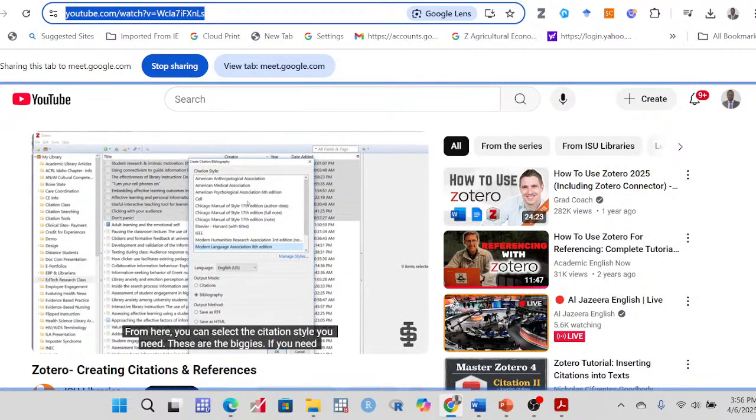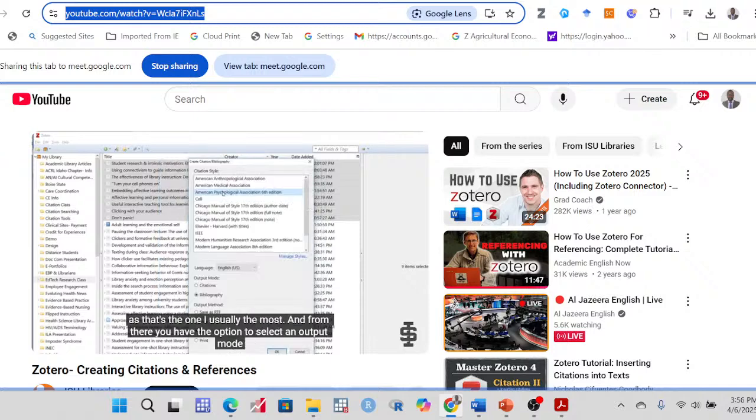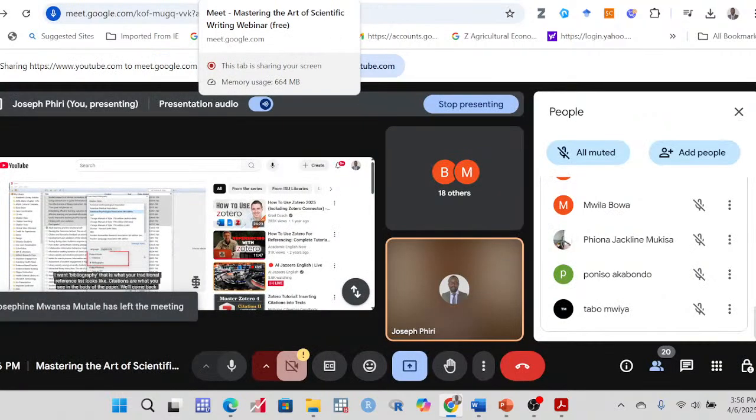From here, you can select the citation style you need. These are the biggies. If you need additional citation styles, you'll click on Manage Styles and then go to Get Additional Styles. This will take you to Zotero's website, where they have almost 10,000 additional citation styles. I'm hopeful that you will be able to find the one you need there. I'm going to select APA, that's the one I usually use the most, and from there you have the option to select an output mode. I want bibliography. That is what your traditional reference list looks like.